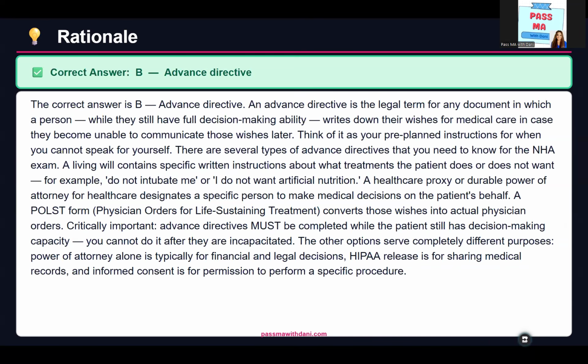Okay, this is the legal term for any document in which a person, while they still have full decision-making ability, can actually write down their wishes for medical care in case they become unable to communicate those wishes later. Think of it as your pre-planned instructions for when you can't speak for yourself.